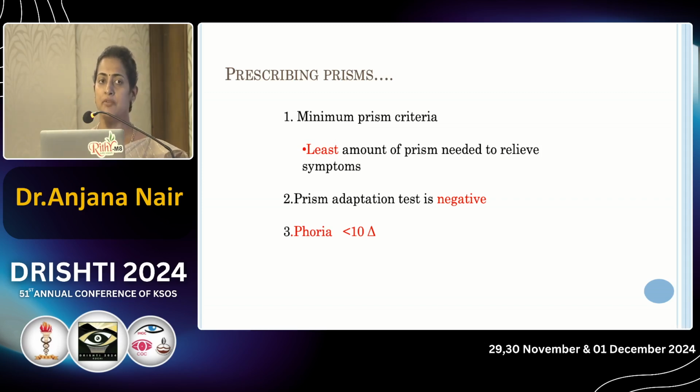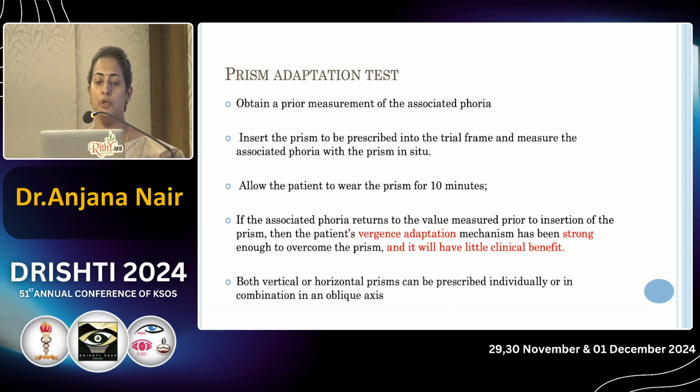After making the assessment, the least prism which is required to relieve the patient's symptoms can be prescribed. You should perform a prism adaptation test prior to prescription, and a phoria greater than 10 prism diopters has to be referred to a surgeon. Then how do you do a prism adaptation test? You should have obtained a prior measurement of the associated phoria. Then you place prism in the appropriate base direction in the trial frame. Then reassess the phoria and give the patient an adaptation time of 10 to 15 minutes.